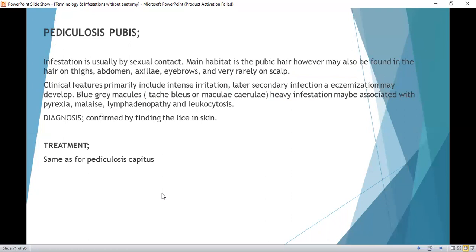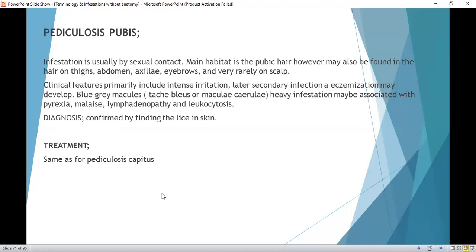Then pediculosis pubis. Infestation is usually by sexual contact. The main habitat is the pubic hair. However, it may be found on the hair of the thigh, abdomen, axillae, eyebrows, and very rarely on the scalp. It is called a crab louse. It has a different type of hands, you can say, for grasping the pubic hair, which have a different texture. Intense irritation, later secondary infection or eczematization may occur.